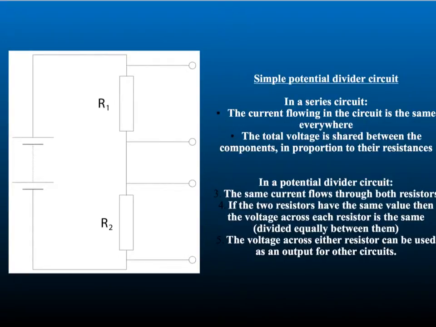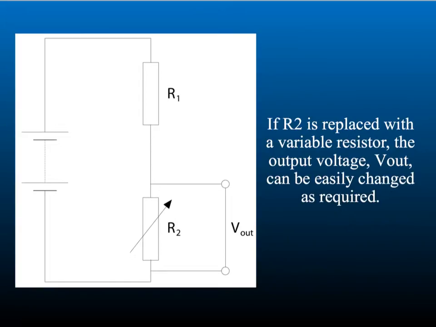This is a potential divider circuit. In a series circuit, the current flowing in the circuit is the same everywhere, and the total voltage is shared between the components in proportion to their resistances. In a potential divider circuit, the same current flows through both resistors. If the two resistors have got the same value, then the voltage across each resistor is the same, or is divided equally between them. The voltage across either resistor can be used as an output for other circuits.